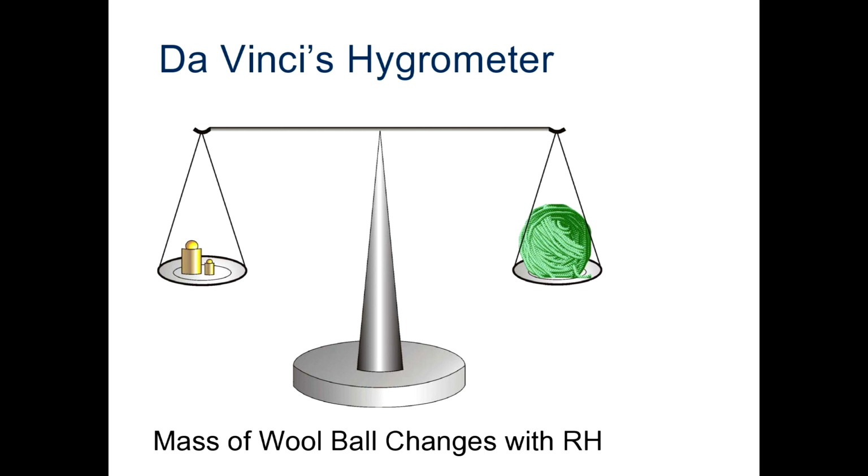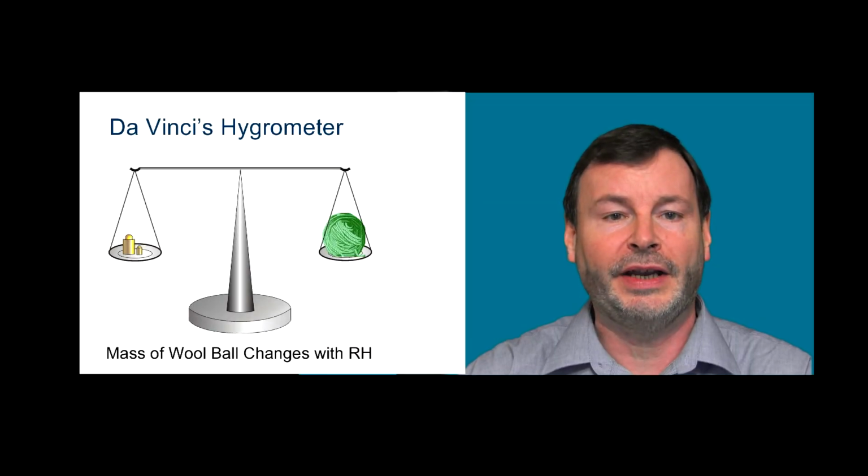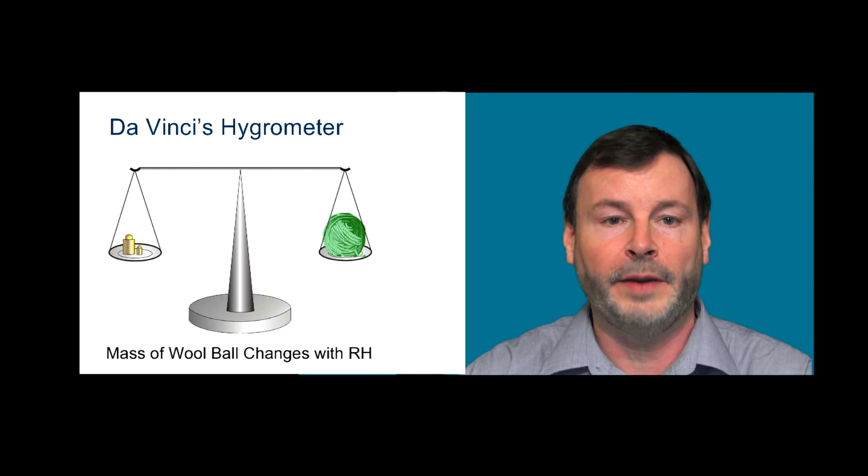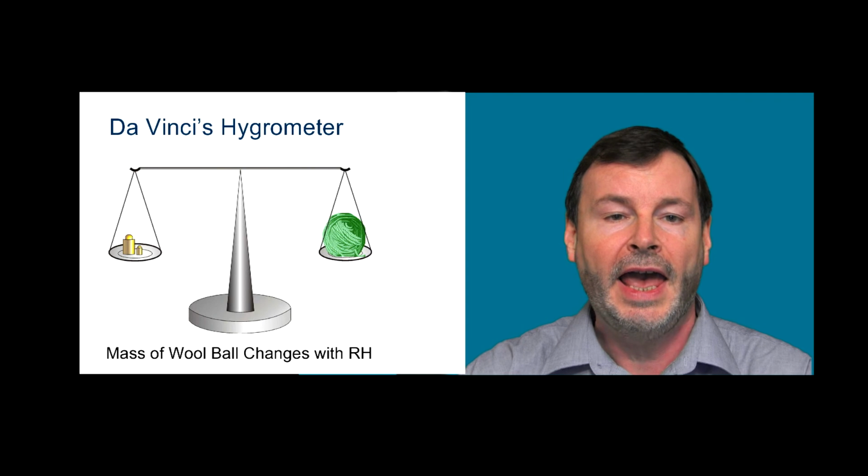So it would be quite light. As the relative humidity increased, the ball of wool would absorb more and more water vapor and would increase in mass. And this change in mass could be weighed. The weight of the ball of wool would correspond to the relative humidity.